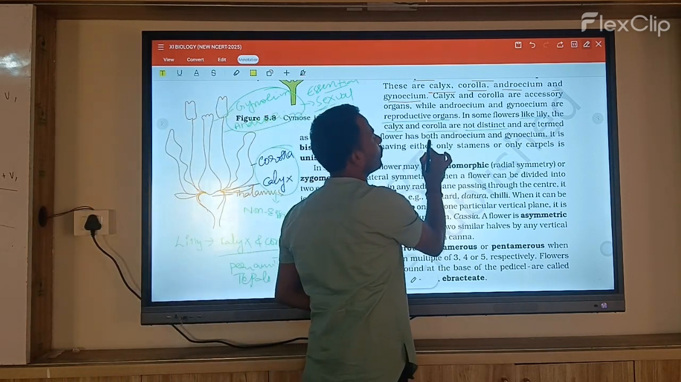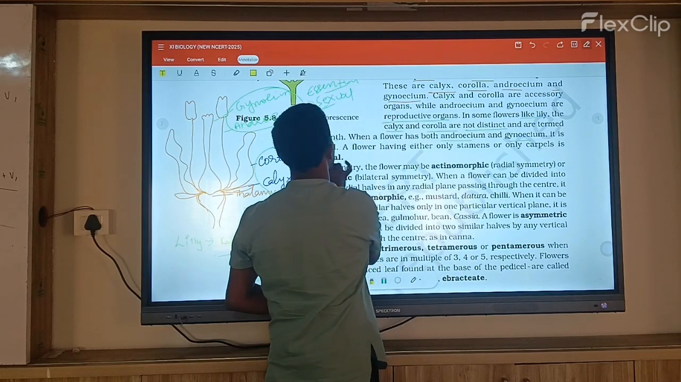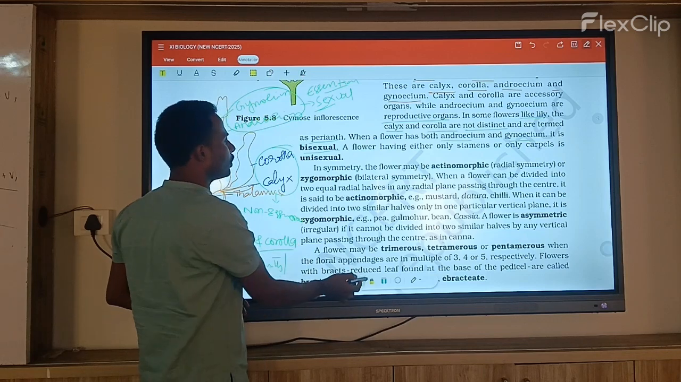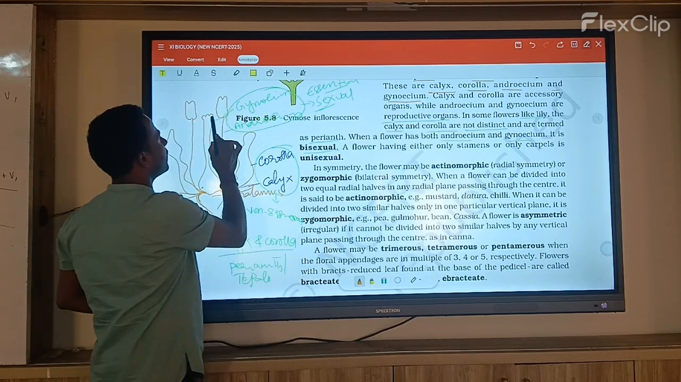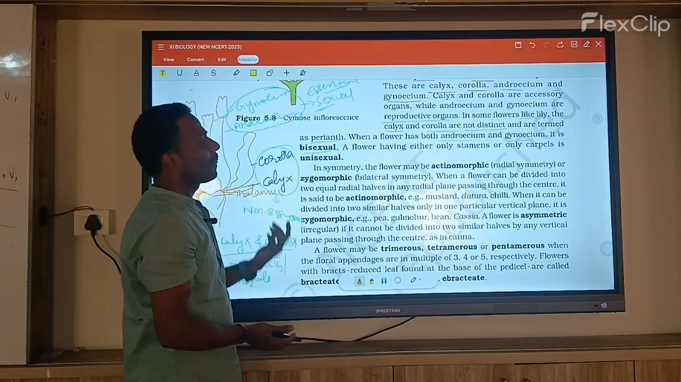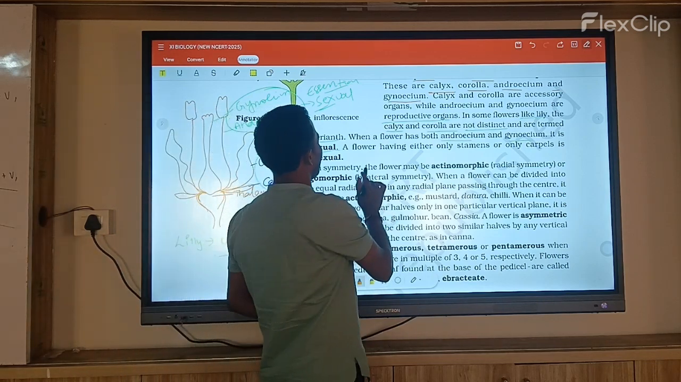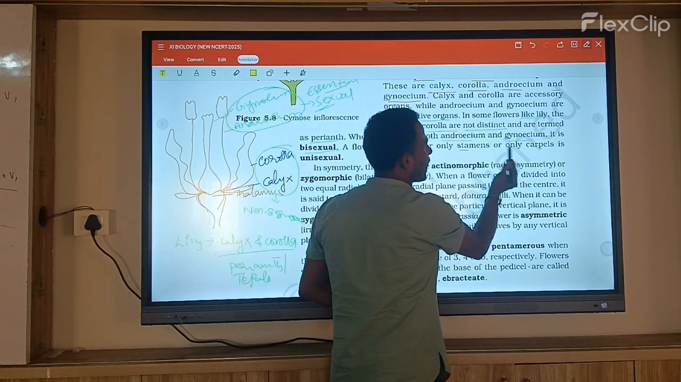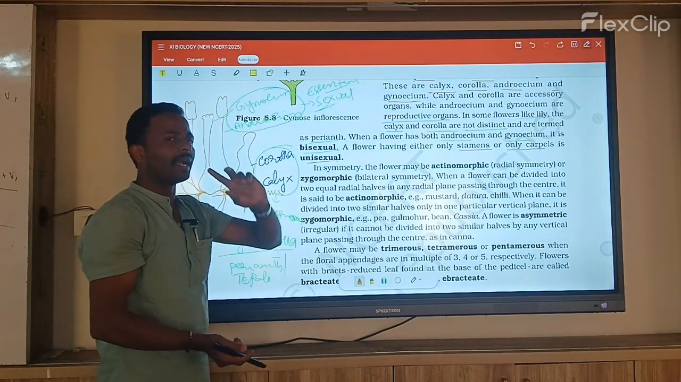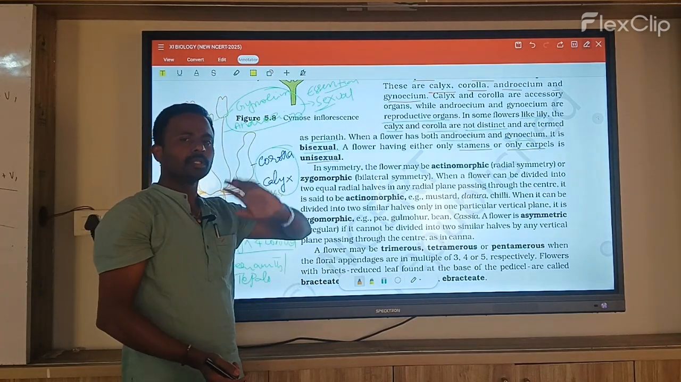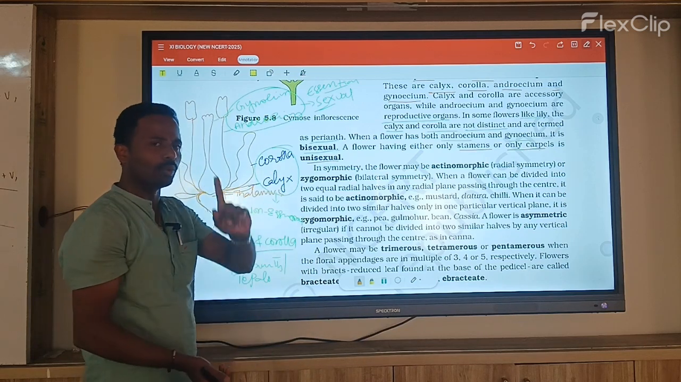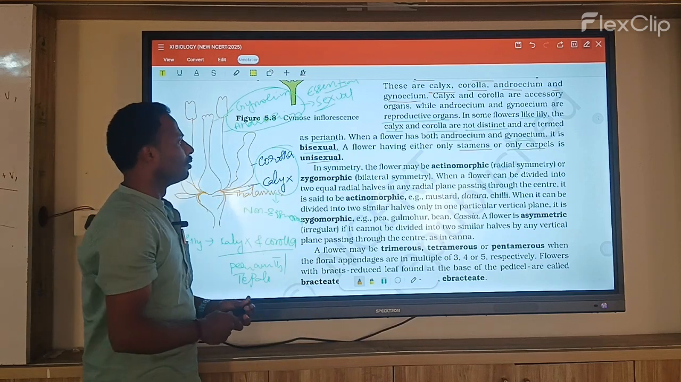When the flower has both androecium and gynoecium, it is bisexual. When both androecium and gynoecium are present in the flower, such a flower is called a bisexual flower. And when a flower has either only stamens or only carpels, that is called unisexual. Only one is present, so those are unisexual flowers.